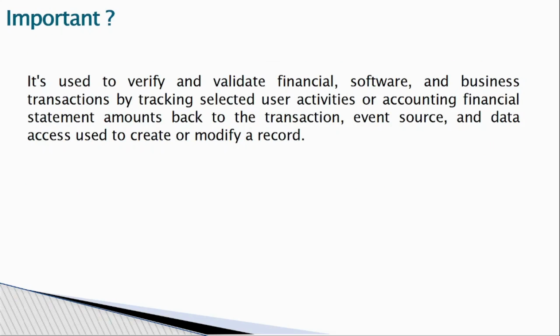Why is this audit log important? It is used to verify and validate financial software and business transactions by tracking selected user activities, or by tracing accounting financial statement amounts back to the transaction event source data, access, and modified records. So everything is important. If you are creating an event, doing a transaction, approving a transaction, modifying a record, modifying master data, or updating some value in a record, all these things should be captured. So these will be covered under the audit trail.